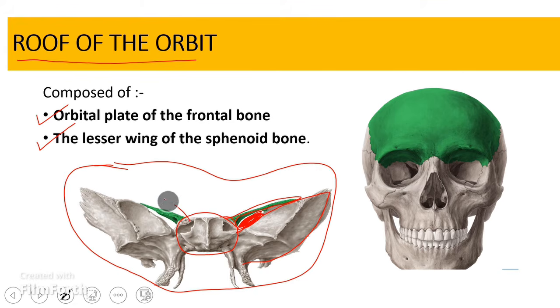Now, it is the lesser wing of the sphenoid, which is present superiorly, that will form the roof of the orbit. Coming to another bone which forms the roof is the frontal bone. So this green area entirely is the frontal bone. You can see a part of the frontal bone is actually bending inside the orbit, and that is called the orbital plate of the frontal bone. So these two bones will form the roof of the orbit: the orbital plate of the frontal bone and the lesser wing of the sphenoid bone.